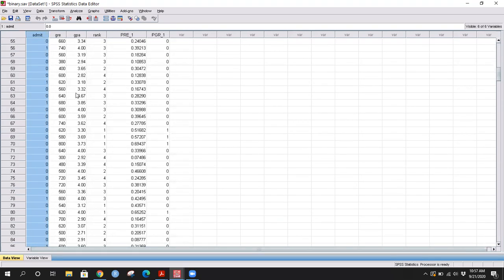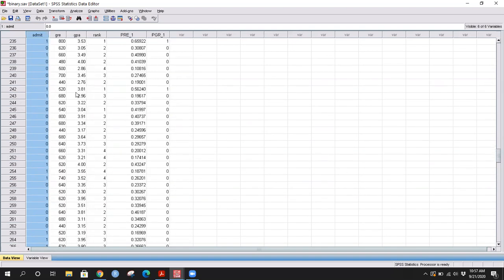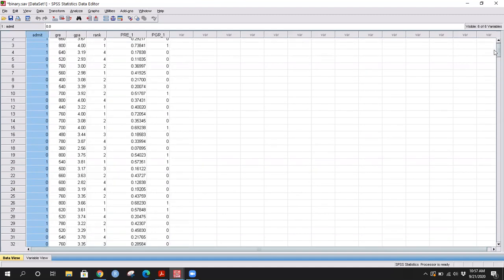And we have, I think, 400 students' data. I have taken this data set from the UCLA website, so that's easily retrievable. That's about the data. Don't look at the last two columns. Those last two columns are a result of my output, which I will be starting now.